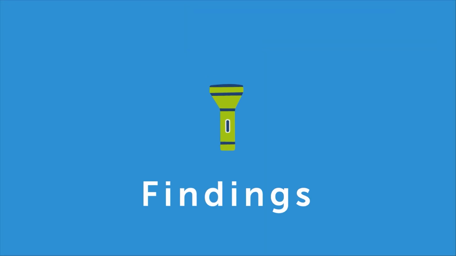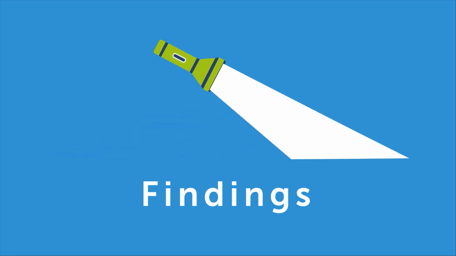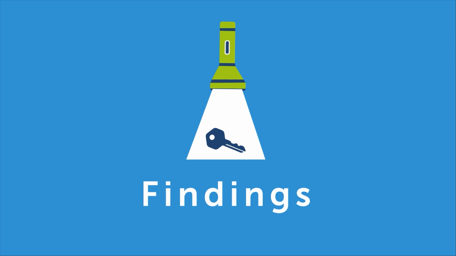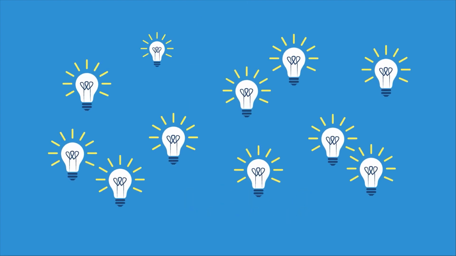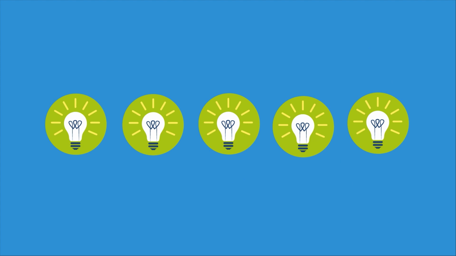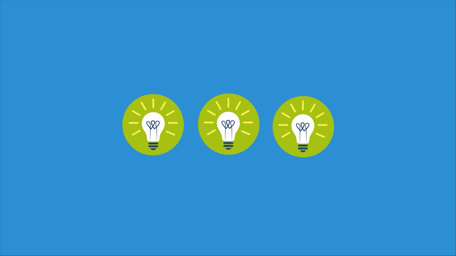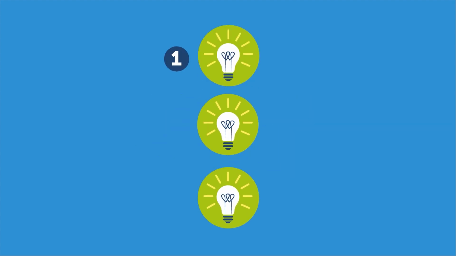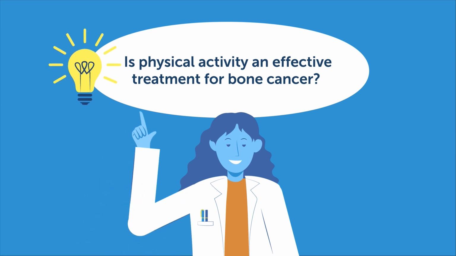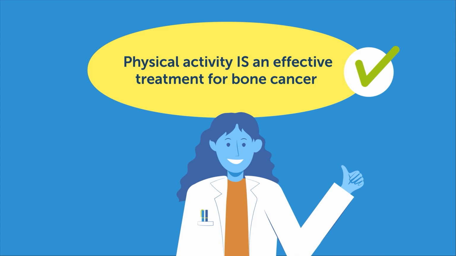The findings chapter is where you share the conclusions of your research and where the key outcome of your study should be revealed. Start selecting the findings you want to highlight and organize them in a structured way. Maybe you have one main research conclusion, 2 or 3, or maybe one finding is more important than the others. In our example, you could share the finding that, indeed, physical activity is an effective treatment for bone cancer.